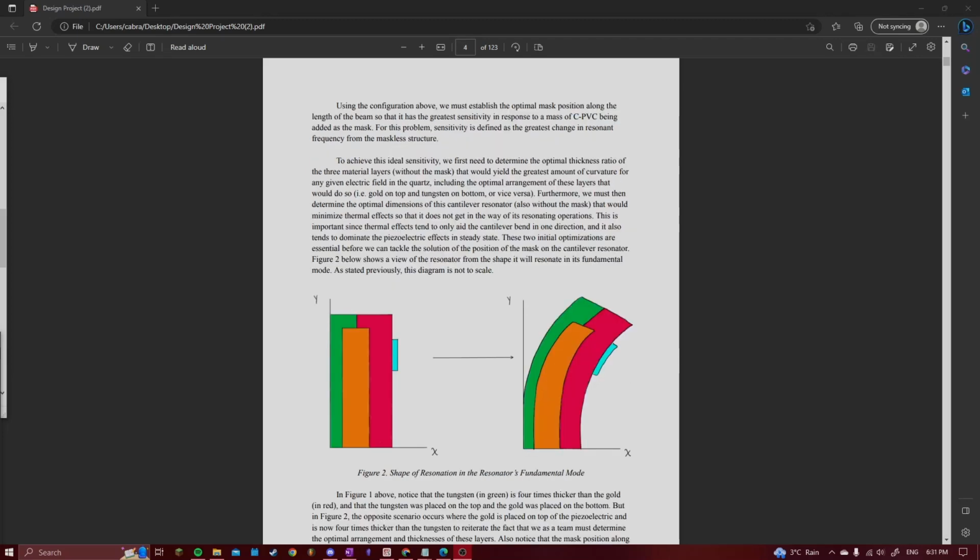So to outline the optimization steps, first we're going to want to find the optimal thickness ratio of the 3 layers without the mask that yield the greatest amount of curvature for a given field in the quartz, and this will also include the decision of making gold or tungsten the thicker layer.